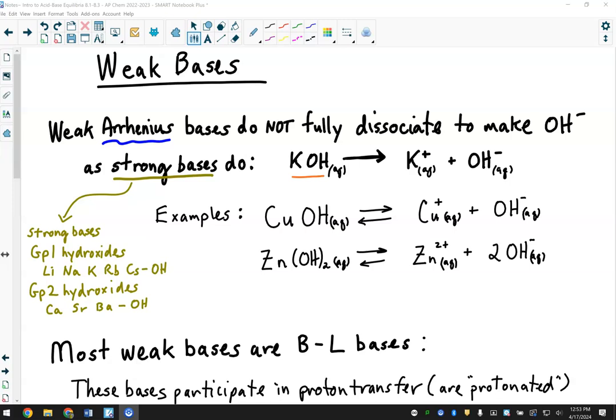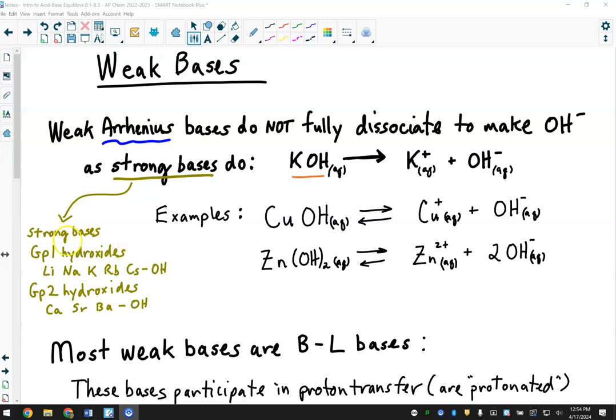So again, going back to 8.1 to 8.3, weak bases. We talked about a weak acid, so now a weak Arrhenius base. Remember the Arrhenius definition: a base ionizes in aqueous solution to produce hydroxide ion. And so you can see that bases like KOH, CuOH, or Zn(OH)2 will liberate hydroxide ion when you dissolve them. So this type of weak base is an Arrhenius base.